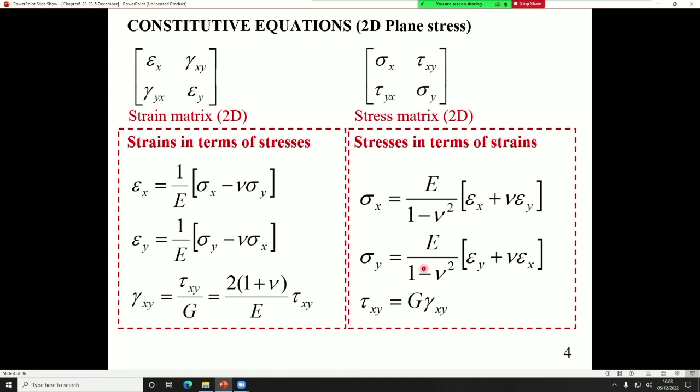For two-dimensional plane stress problems or plane strain problems, if you're dealing with metallic materials, we need 2 engineering constants. One is Young's modulus, and the other one is a Poisson ratio. G exists, but it's not an independent engineering constant. Once you've got E and nu, you can find the G value, the shear modulus.